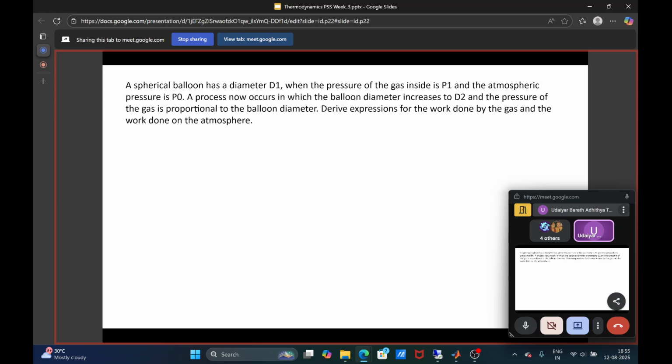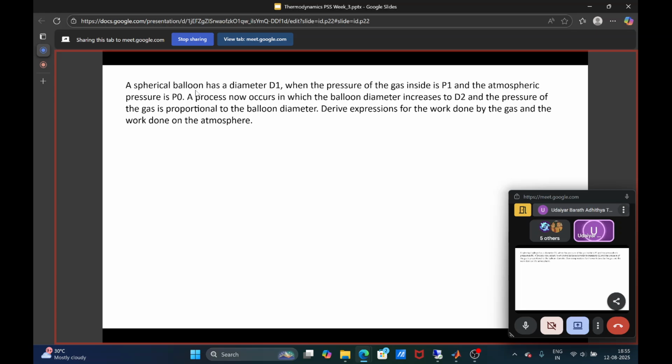Initially when the diameter is 0, there should be no extra pressure, so it will be atmospheric pressure P0. We know that one. The second condition is diameter d1 at pressure P1. Substituting that, we can find the expression for the pressure in terms of P0, P1, and D1. So that's a straight line equation here. And then using that, now they say derive an expression for the work done by the gas and the work done on the atmosphere.